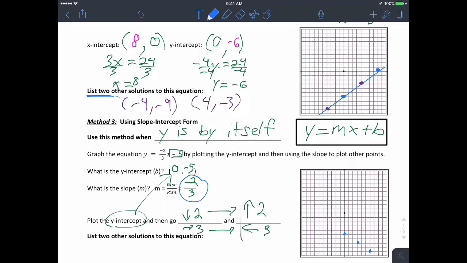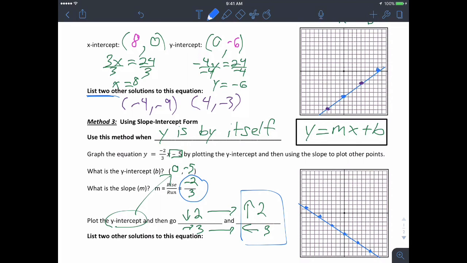Or the opposite, which is telling us to go up 2 to the left 3, up 2 to the left 3. All right, I can do it one more time, up 2 to the left 3, because I can't go to the left anymore. Now we can connect the dots to make this line right here.